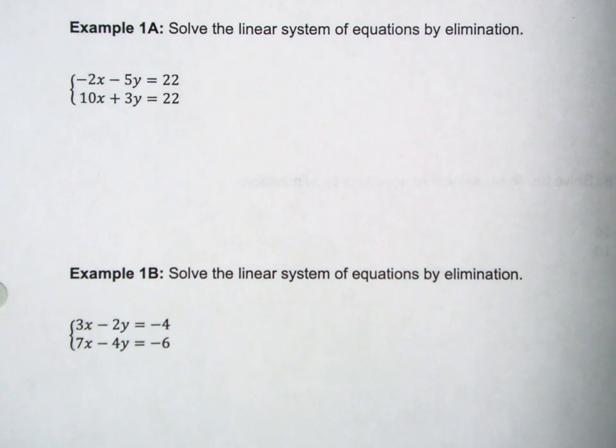So then maybe you think, well, let's try subtraction. But if we take negative 2x and we subtract 10x, that's going to give us negative 12x. And if we take negative 5y and we subtract 3y, that's going to give us negative 8y. So this is a scenario that we haven't seen before, where we cannot just add or subtract our two equations, and one of those two will eliminate one another.